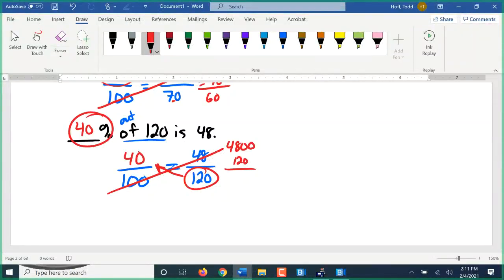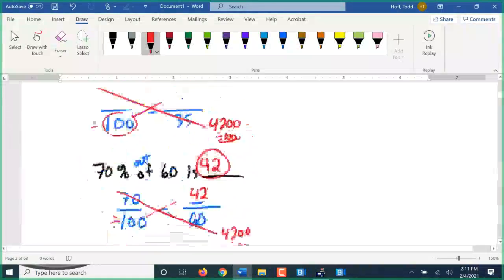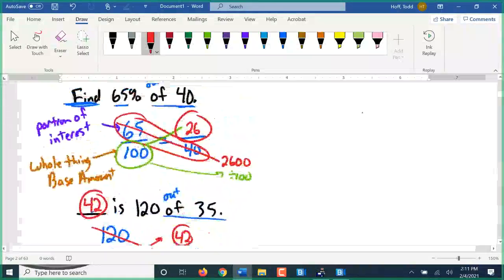The main one is the calculation is always the same. The missing part might be in a different spot, but it's always cross multiply. Multiply the two numbers that are diagonal, and then divide by the other one. So it's always the same calculation. All you have to do is get the numbers in the correct spot in that proportion.